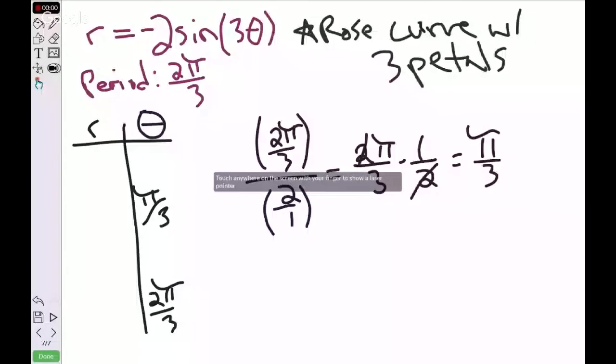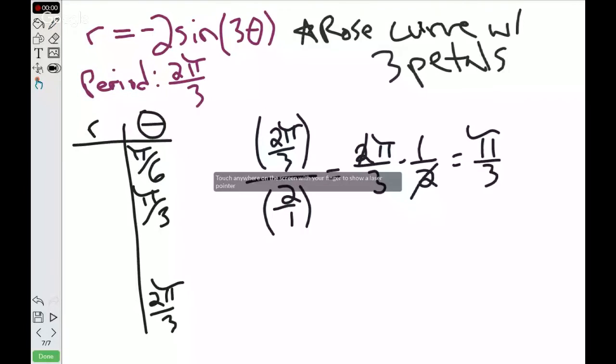So let me just do that again. I took 2 pi over 3 and 2, and I remembered that 2 is the same thing as 2 over 1. So I'm doing this fraction times the reciprocal of this one, and I'm left with pi over 3. Okay? And then if I take half of pi over 3, that's pi over 6.